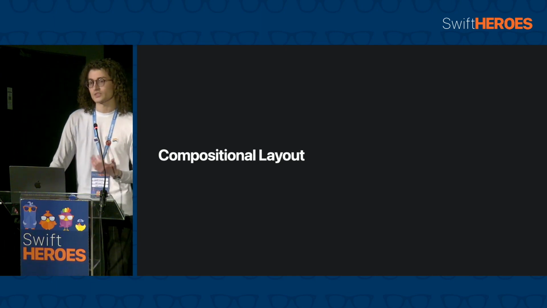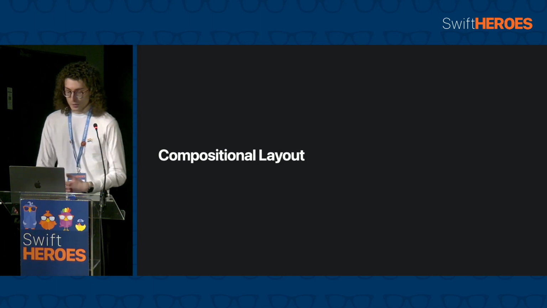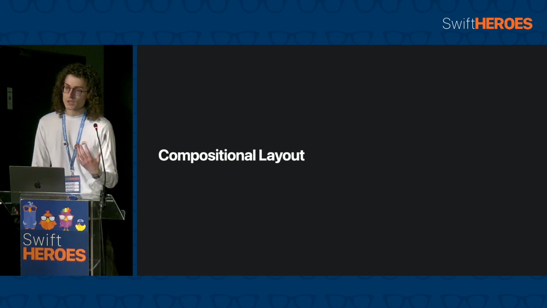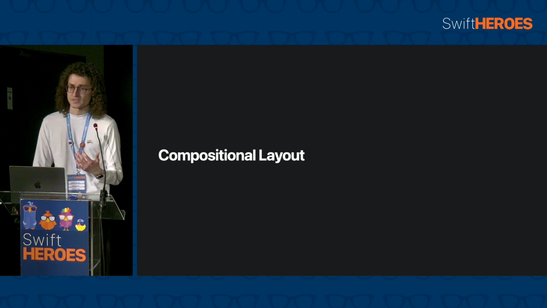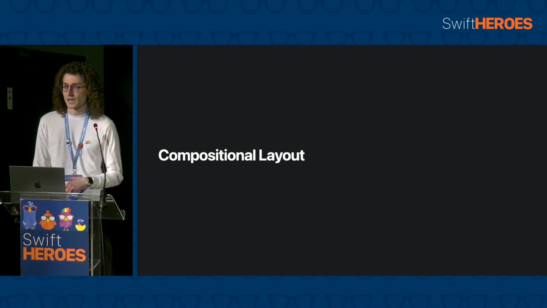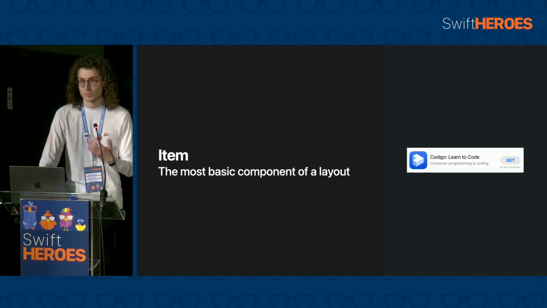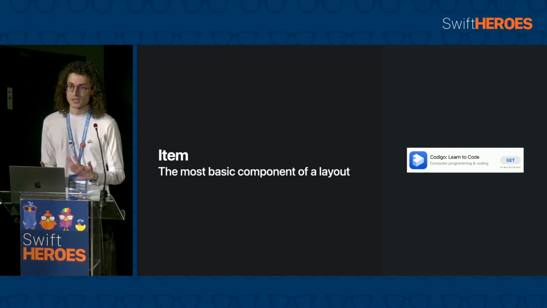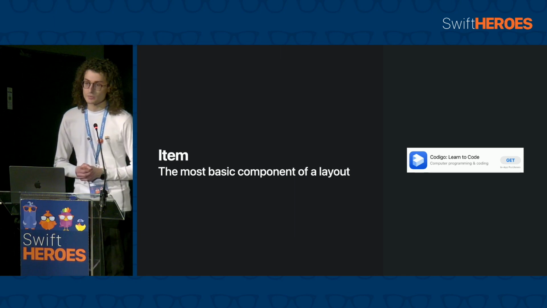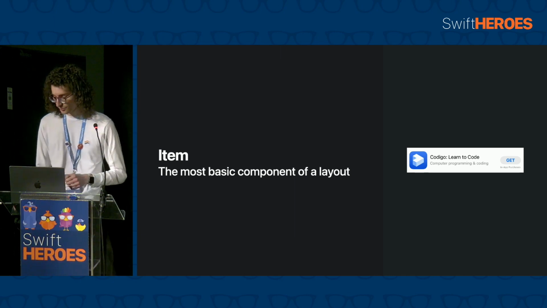So compositional layout is a new API introduced in iOS 13, which allows us to create layouts for collection views. And just by looking at the App Store example, we can already distinguish the basic elements of a compositional layout. In fact, we had this view that represents an app, and in compositional layout, we call this an item. And it's the most basic component of a layout.